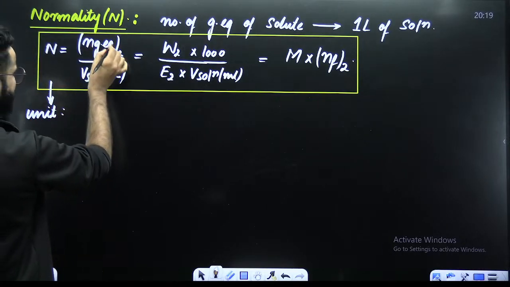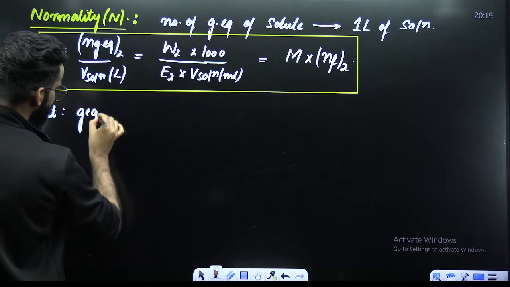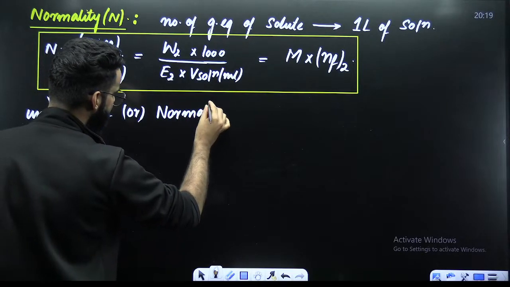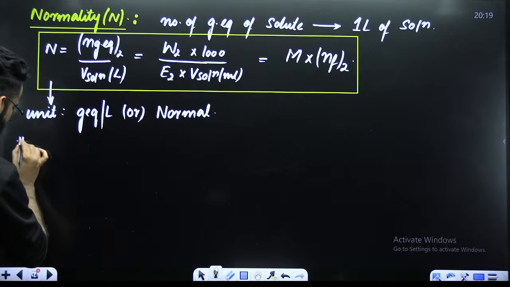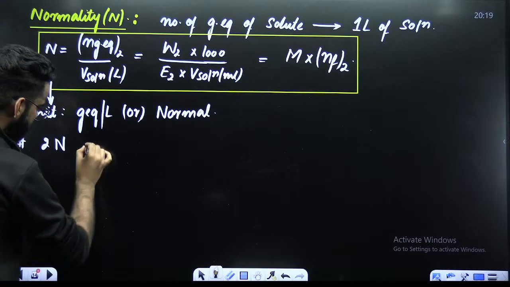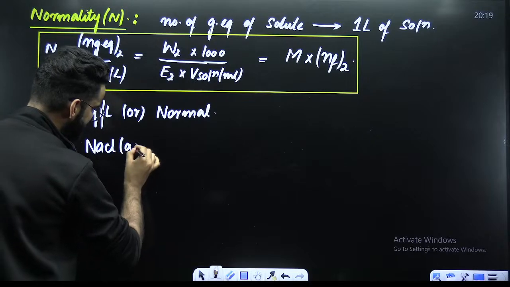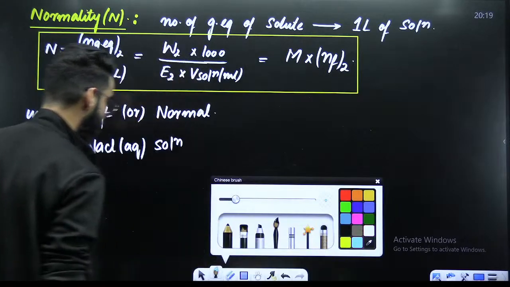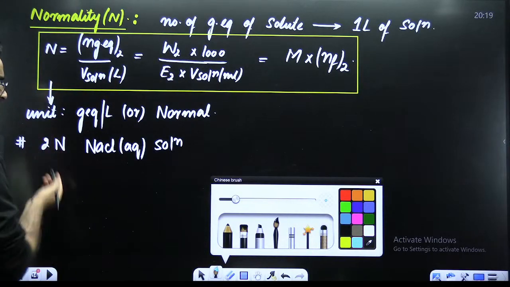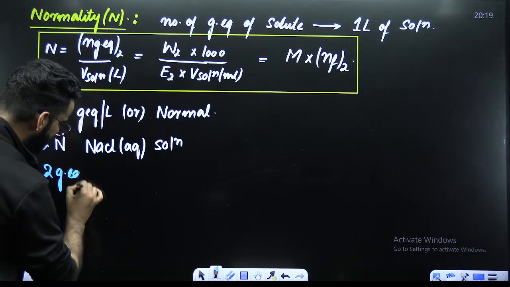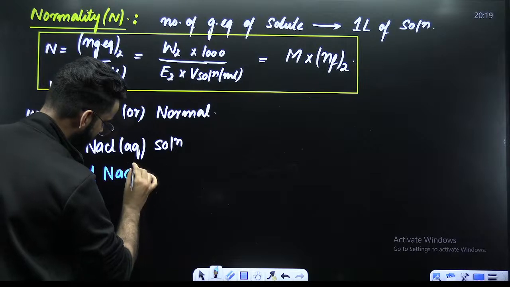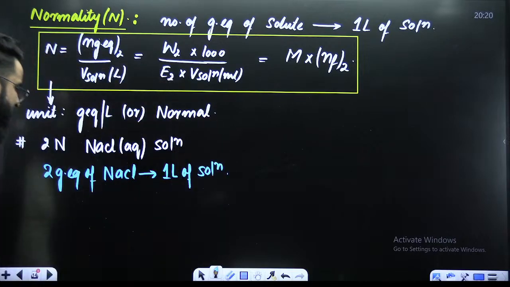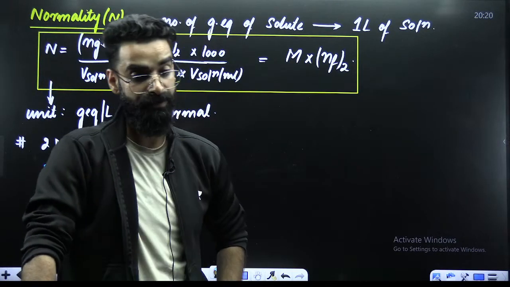Units of normality. It's going to be simply gram equivalent per liter. Or you can call it directly as normal. For example, if I write 2 normal NaCl aqueous solution, what does it mean? It means that you have got a solution whose normality is 2. It simply means that 2 gram equivalents of solute are present in 1 liter of solution.